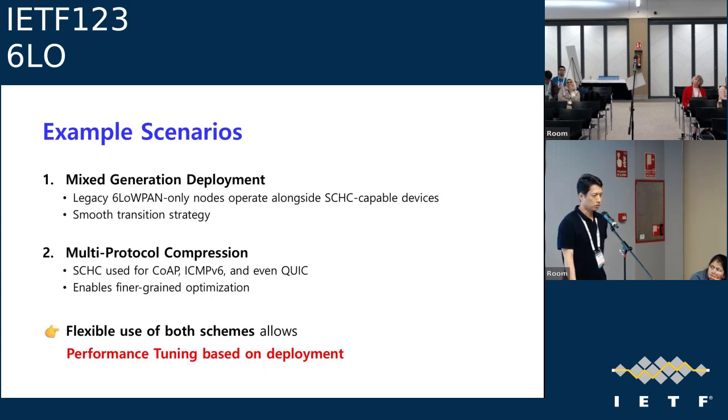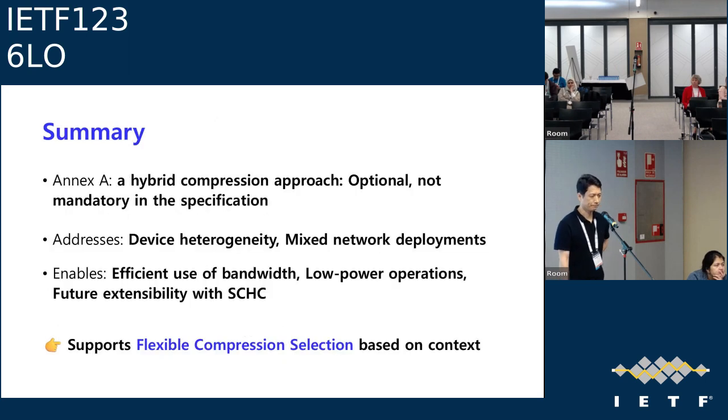This is an example scenario, and we just give two. One is the mixed generation deployment. The 6LoWPAN header compression node operates with the SCHC capable device, and SCHC is used for multiple protocol compression, like CoAP, ICMPv6, and even QUIC. So flexible use of both schemes can give more performance tuning based on the deployment, I think. This is the summary.